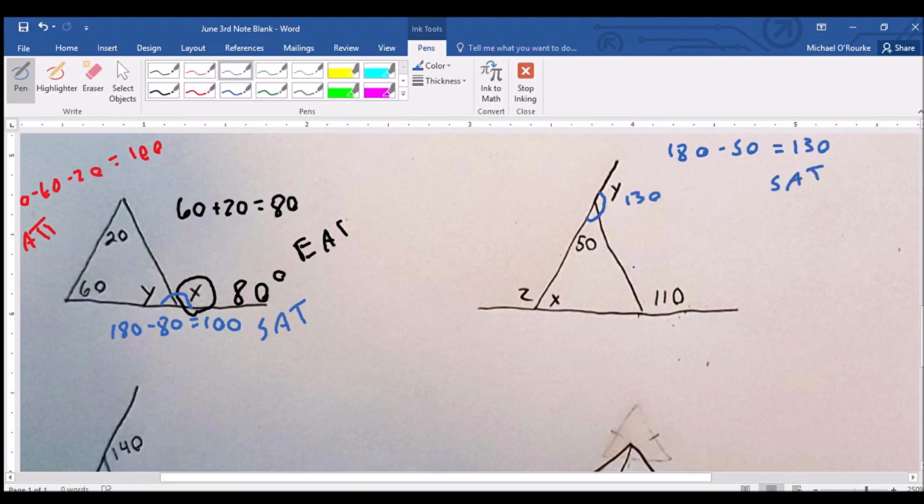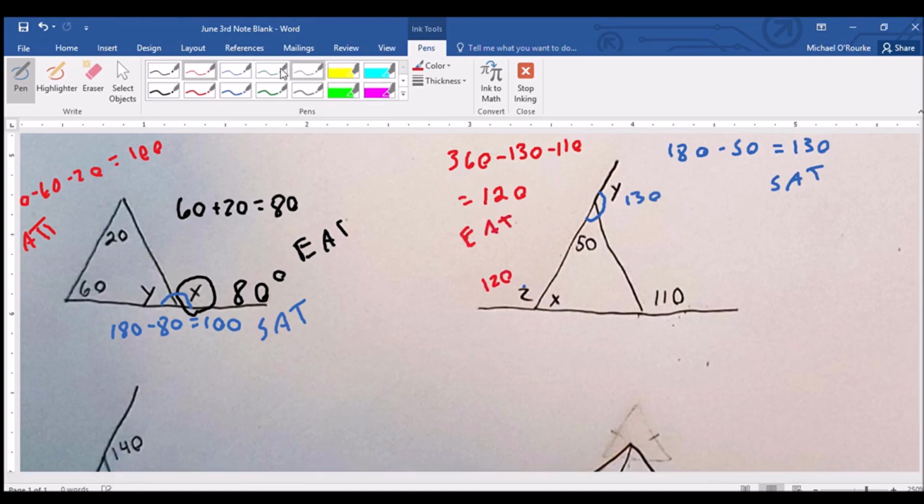Now, if I look here, I have two exterior angles and I have a third one, right? So I could use that and go, well, my exterior angles are equal to 360. 360 minus 130 minus 110 is going to equal, well, that's 40, so 120. There's going to be 120 here. Okay, and that would be what? Exterior angle theorem.